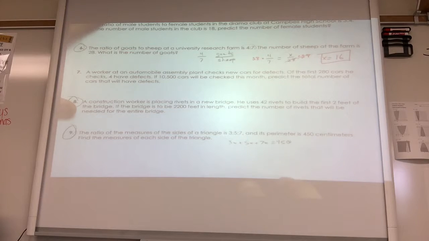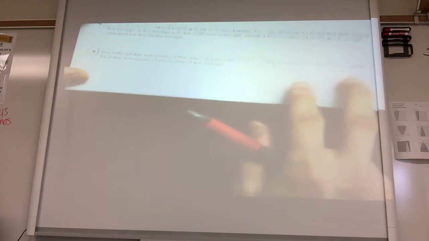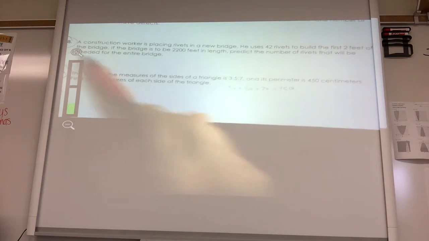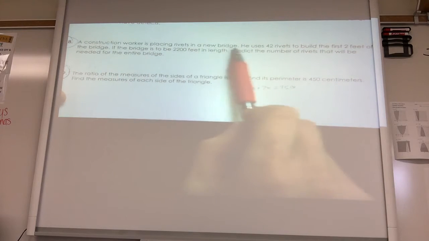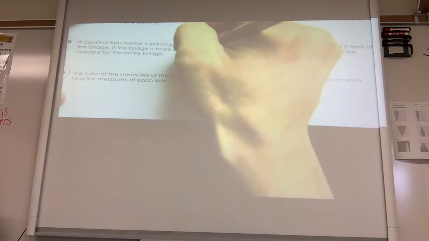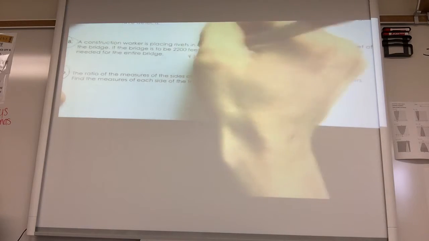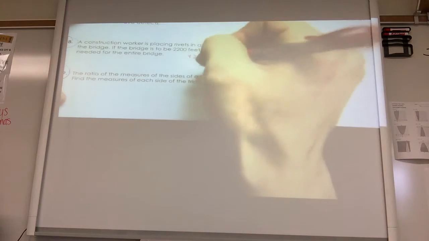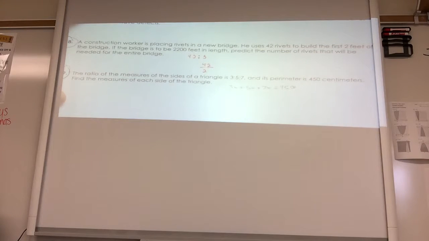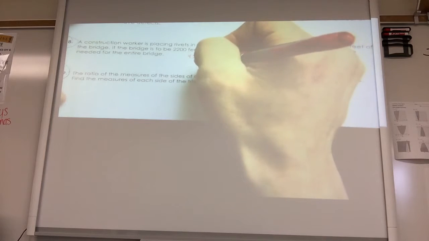You guys got it? All right. 8. Let me zoom in some. Oh, this was a really good one. All right. A construction worker is placing rivets in a new bridge. He uses 42 rivets to build the first 2 feet. Okay. How many rivets per 2 feet? 42 rivets to every 2 feet. You can do it like that. Or look, 42 rivets per 2 feet. You can do it like that. You got it? 42 per 2.